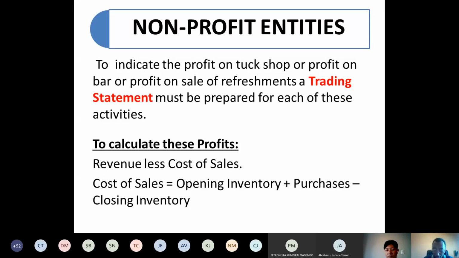To calculate the gross profit on the bar, you know the story. It's revenue minus cost of sales. And to calculate cost of sales, it is still equal to your opening inventory plus your purchases minus your closing inventory. That will give you the profit on the bar, or profit on refreshments, or profit on your tuck shop. You apply the same principles here.